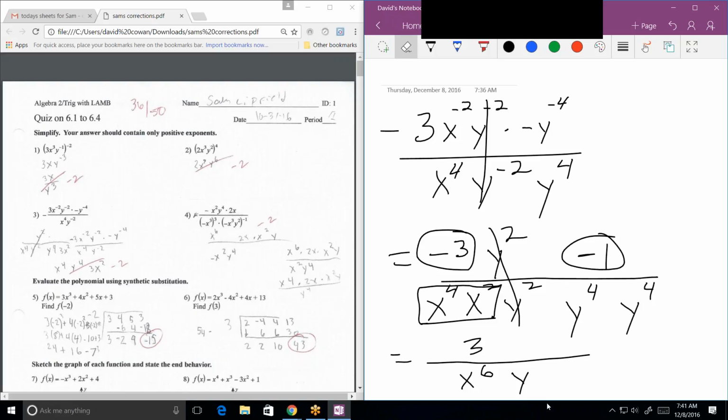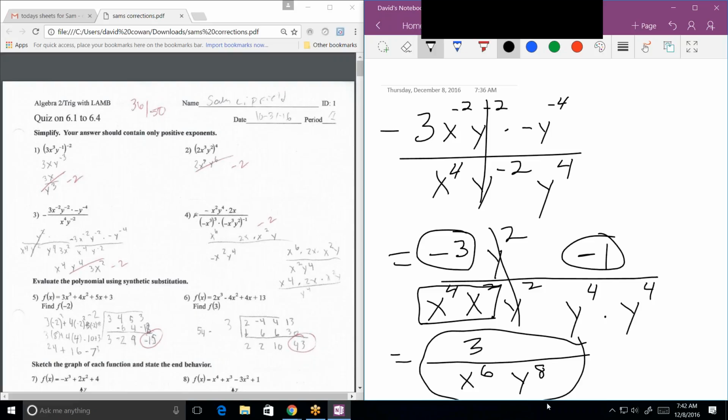So I could put a dot there if you like. But the point is that I am multiplying the bases. And you never do with the exponents what you're doing with the bases. So I have to add the exponents. Y to the 8th. And there's your answer with all positive exponents.